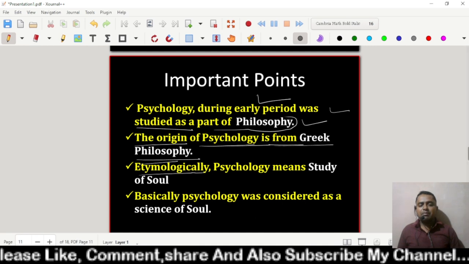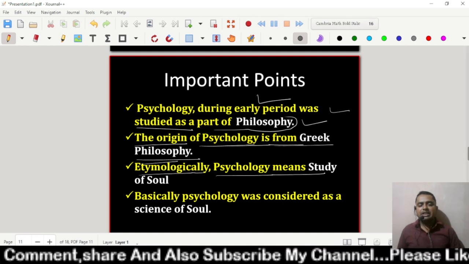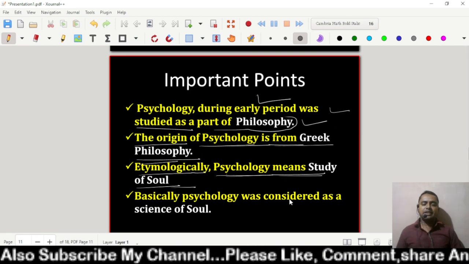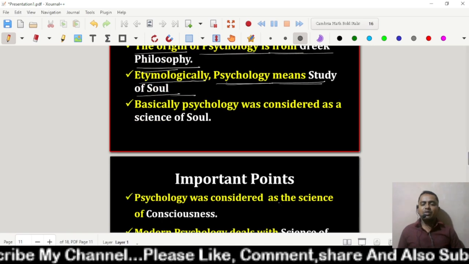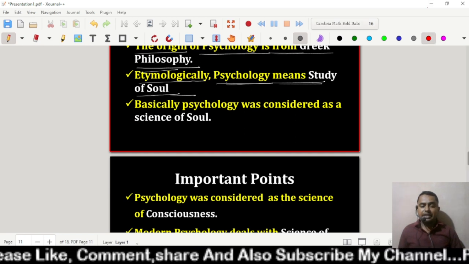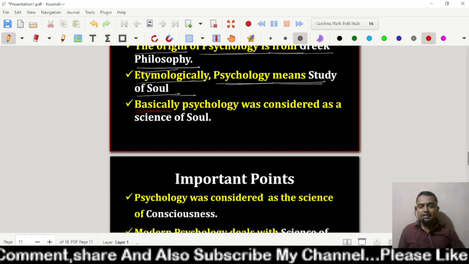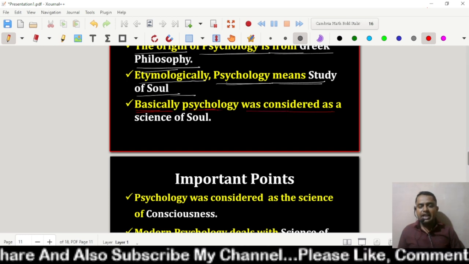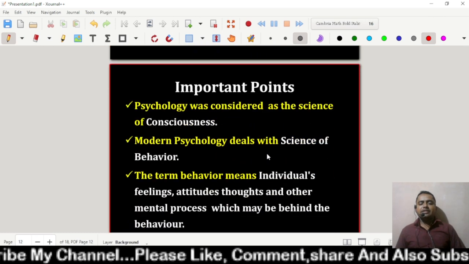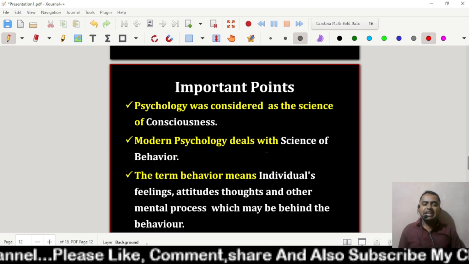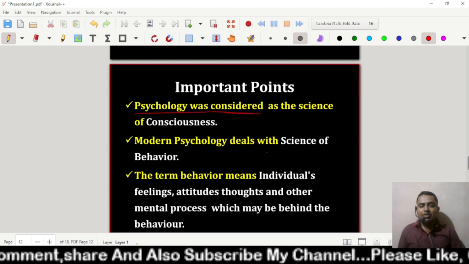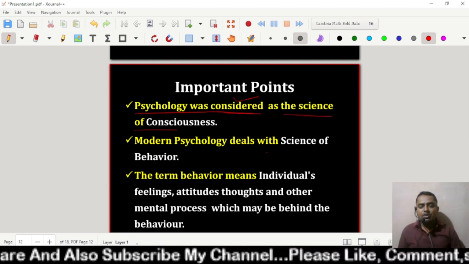Etymologically, psychology means study of soul. And the next point: basically, psychology was considered as the science of soul. It's very important, see the word basically. Psychology was considered as the science of soul. And the next point is psychology was considered as the science of consciousness. Remember this one.